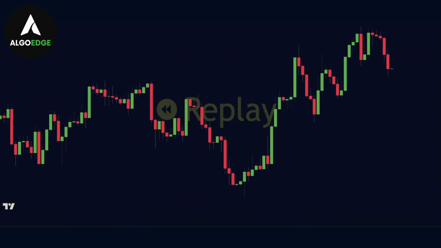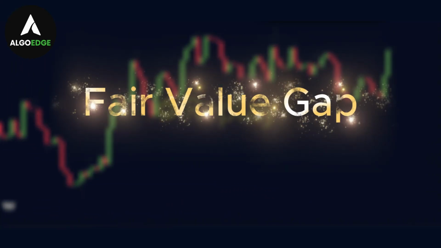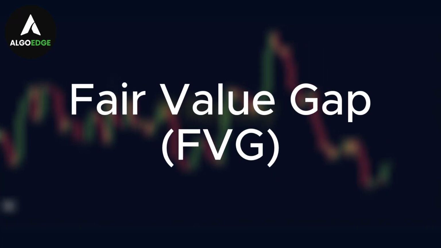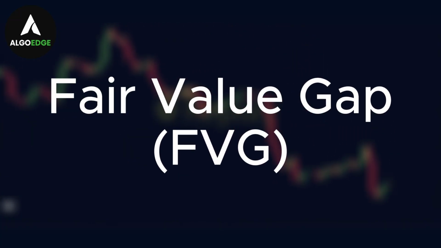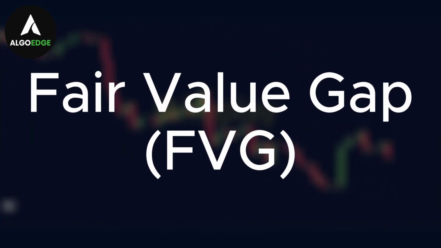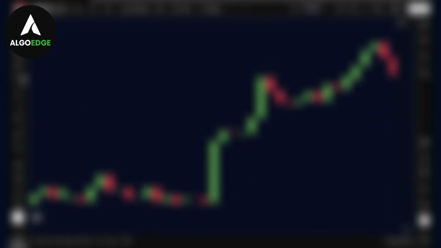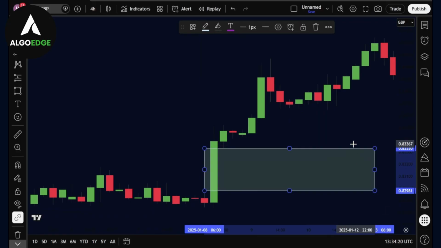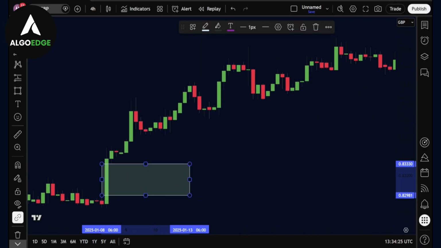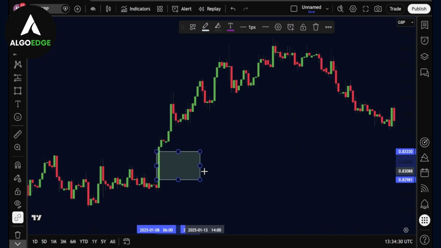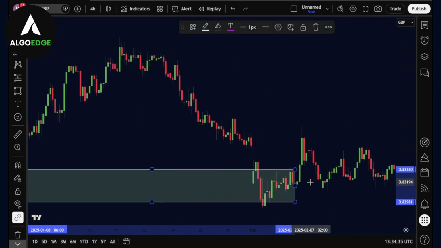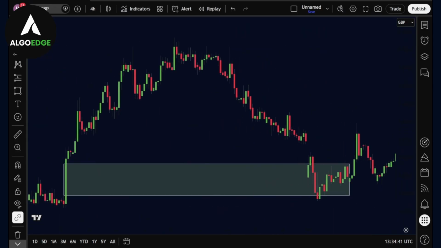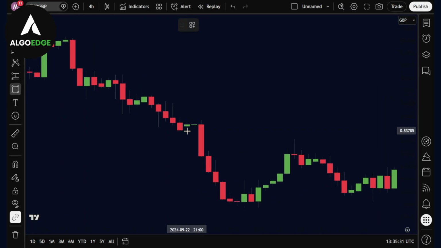One of the most popular concepts in modern price action trading is the fair value gap, or FVG. You've probably heard traders talk about it, but what exactly is it and why does the market react to these zones so often? A fair value gap represents an area where price moved so aggressively that it left behind an imbalance between buyers and sellers. Many traders believe these imbalances act like magnets, attracting price back before the trend continues.